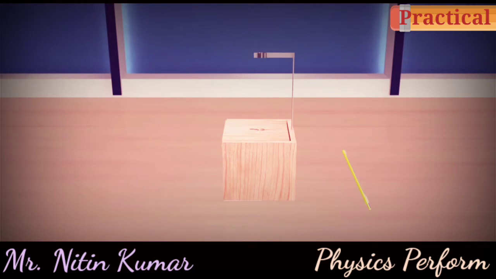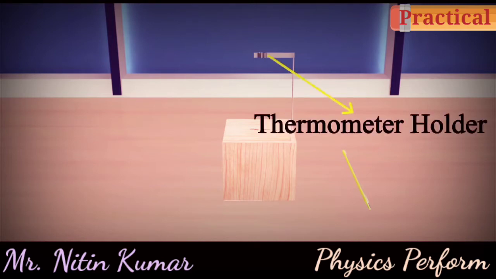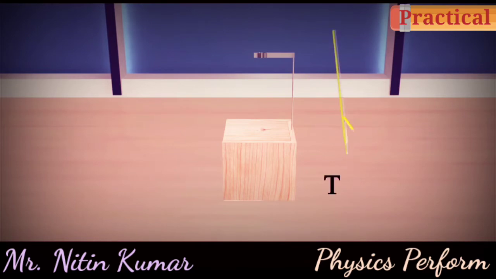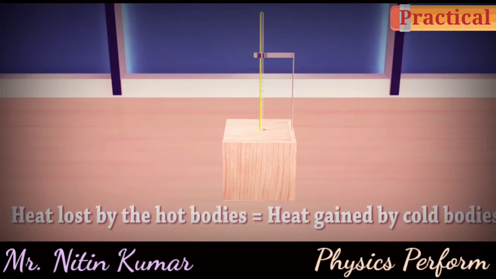The surfaces of the wooden jacket are highly polished to prevent radiation loss. A thermometer holder is provided to measure the temperature of the contents in the calorimeter. Here, when two bodies at different temperatures are mixed together in the calorimeter, heat is exchanged between the bodies as well as the calorimeter. The calorimeter works on the law of mixture, which is nothing but the calorimetry principle. The calorimetry principle is heat lost by the hot bodies is equal to heat gained by the cold bodies.